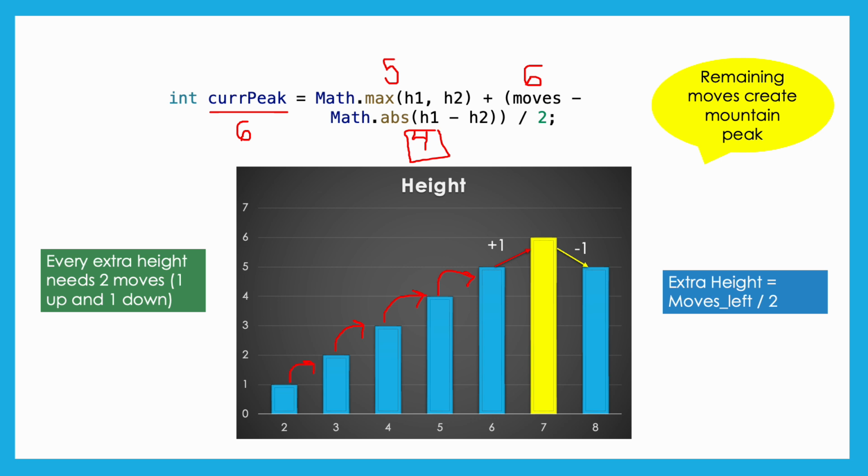Now, how many moves are remaining? 2 moves. In these 2 moves, we are only getting a height of +1, right? Why? Because for every extra height we need 2 moves, one up and one down. And my remaining moves create a mountain peak. That's why we have added the remaining moves, 2 divided by 2, which is 1. So that's how we add 1 to 5, and that's how our current peak value is 6. We also have a maximum height variable in which we always track the maximum height for every segment.